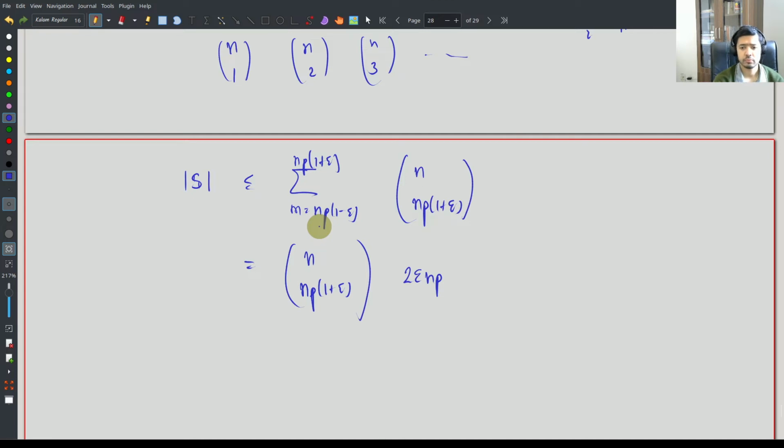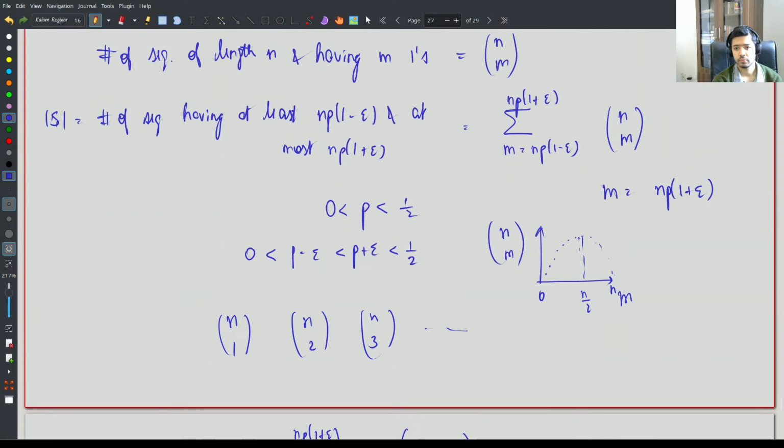In the sense, when we are considering the range, we saw that in between it is maximum. So in this range of m equal to np(1 minus epsilon) to np(1 plus epsilon), what is the reason you chose the upper bound? So the thing is, in n choose m, n choose m is the same as n choose n minus m. So based on that, when we keep taking m, it increases and then decreases. So how did you choose m equal to n by 2 where it is maximum? How is it np into 1 plus epsilon?